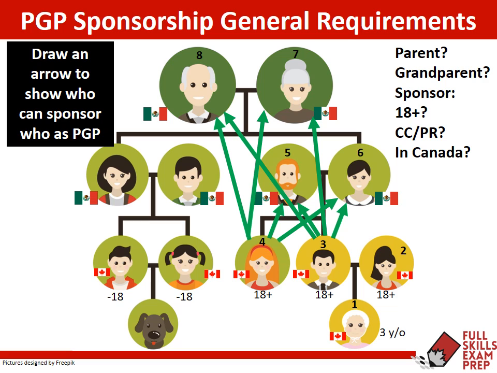All right, you can see the parents are Mexican, so they obviously can't sponsor anyone to be Canadian. When you look on the right side, you can see the kid, so that's a 3-year-old kid. She can't sponsor anybody because she's only 3. And of course the dog can't sponsor anybody either. So basically only the brother and sister in this case can sponsor the parents.